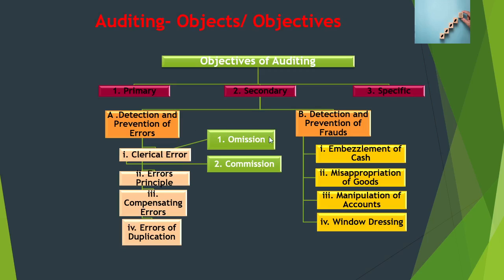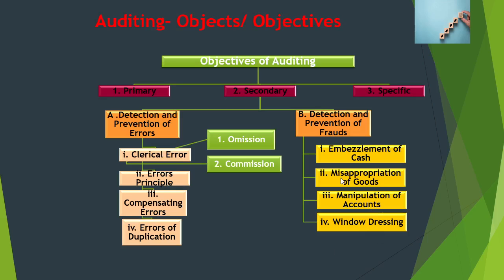And the secondary objectives are again classified into two, that is detection and prevention of errors and frauds. These errors are also classified into various forms: clerical error, errors of principle, compensating errors and errors of duplication. And clerical error is again divided into errors of omission and errors of commission. And frauds are classified into four categories: embezzlement of cash, misappropriation of goods, manipulation of accounts, and window dressing.